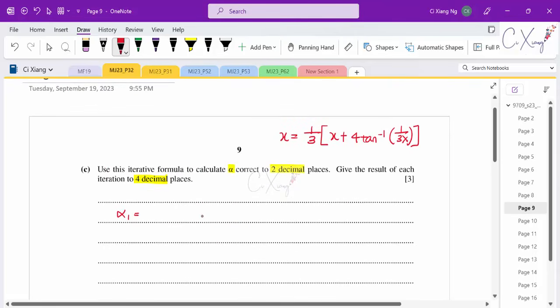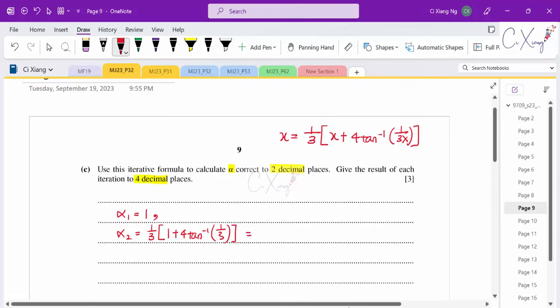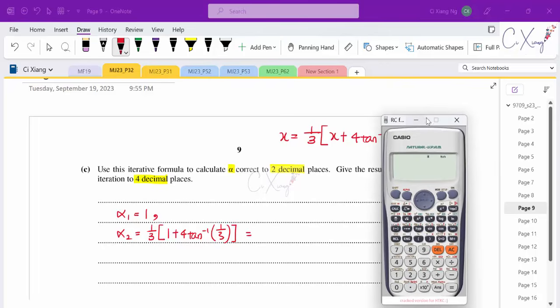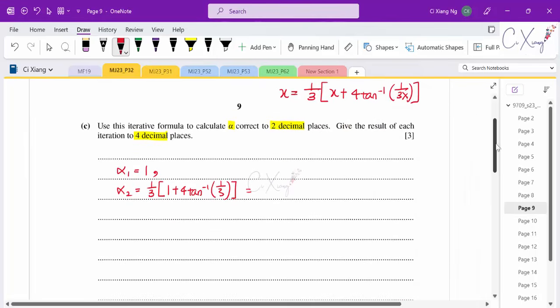For myself, I'm using alpha 1 equals 1, the initial value as 1, to start the calculation for the root. To get alpha 2, basically the idea is you need to substitute the 1 into your iterative formula. Then you get alpha 2. Of course, you can use the help of a calculator. But before that, you need to key in the formula into the calculator correctly.